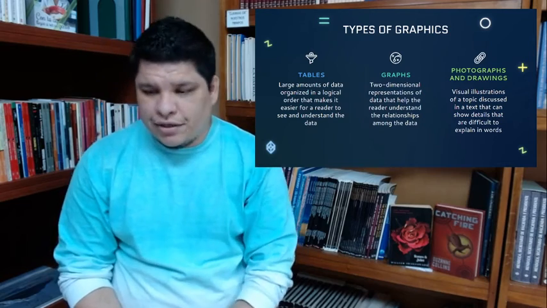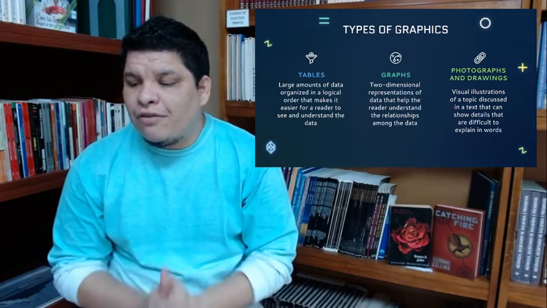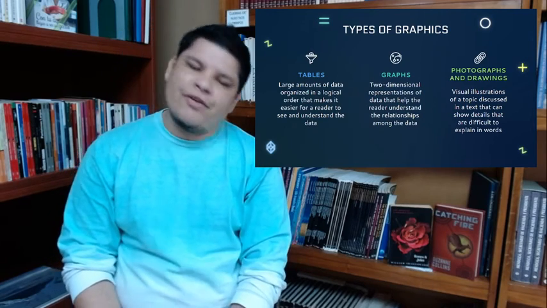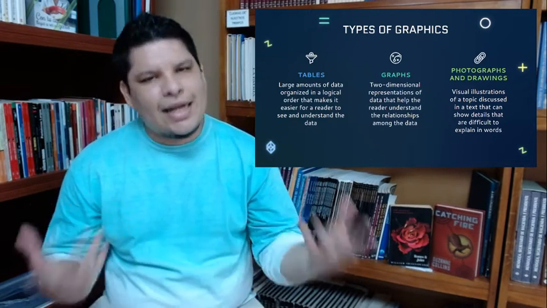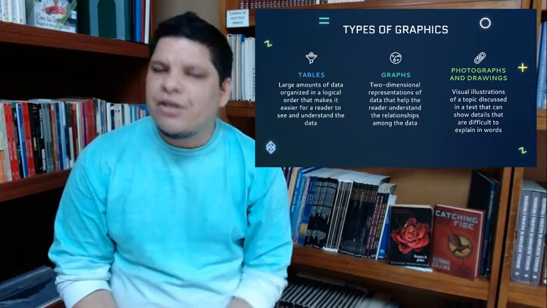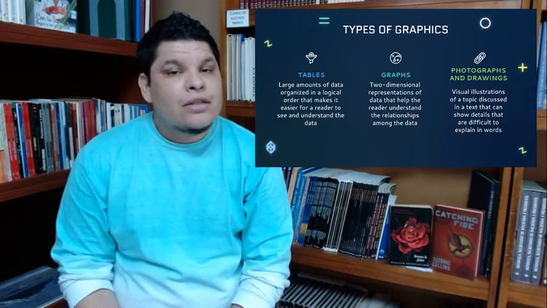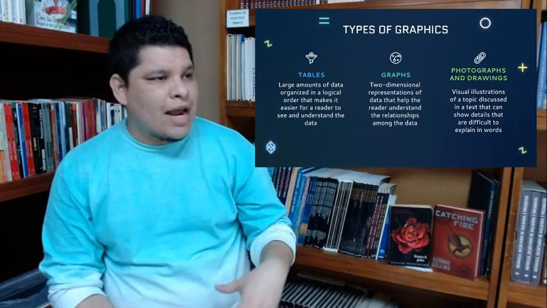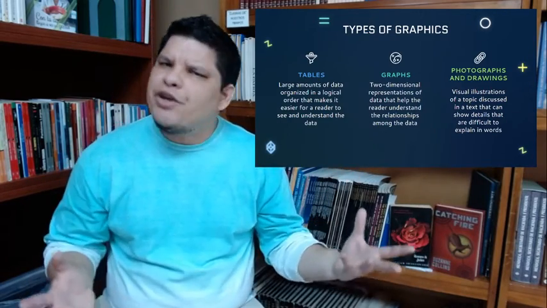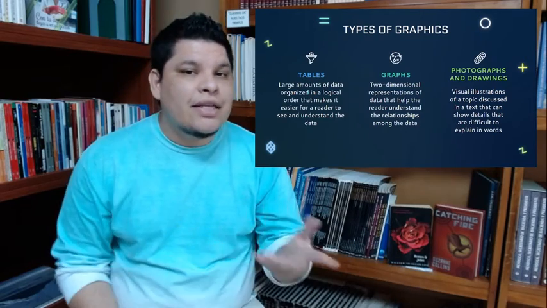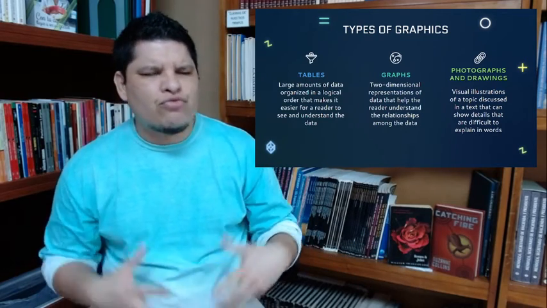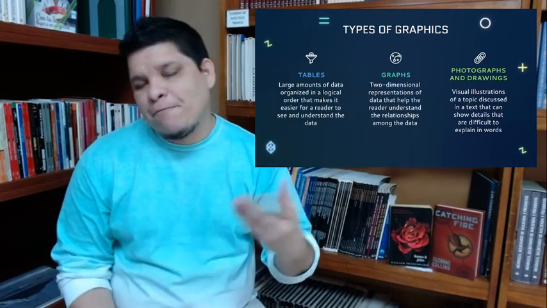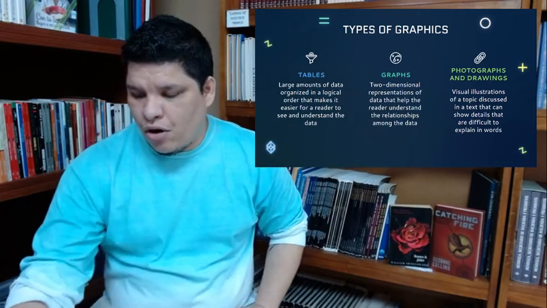Photographs and drawings: visual illustrations of a topic discussed in a text that can show details that are difficult to explain in words. Again, I will say it, one image is worth 1,000 words. Sometimes it's difficult to describe a setting, it's difficult to describe a mental image using text. Well, my friends, the best thing to do in that case is to enrich the text with extra textual elements like a photograph or a drawing.